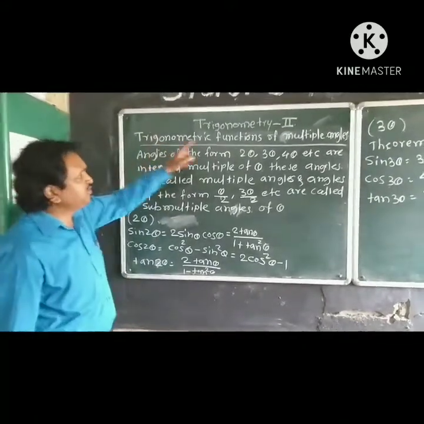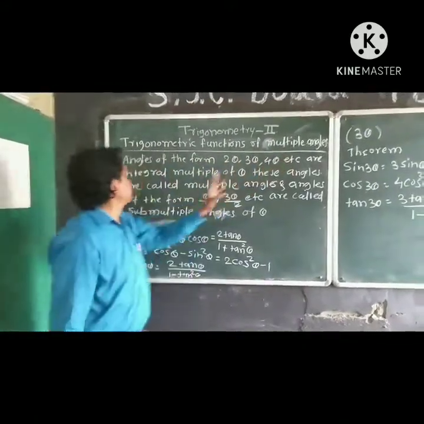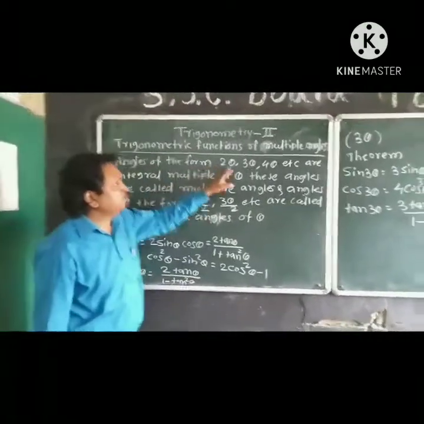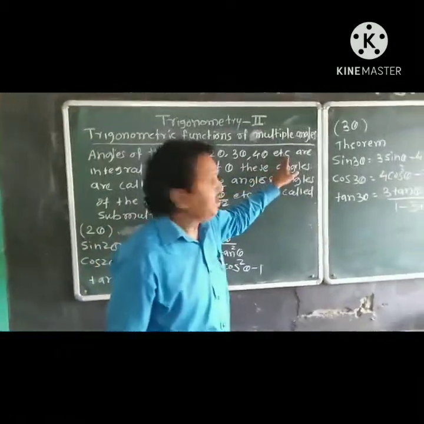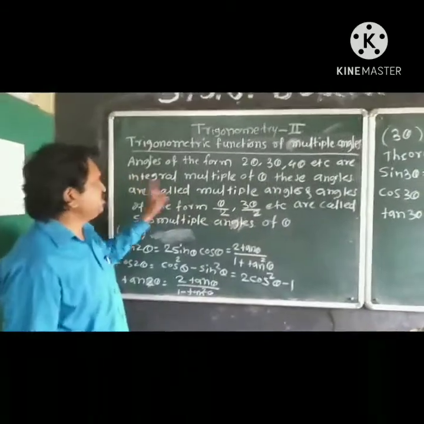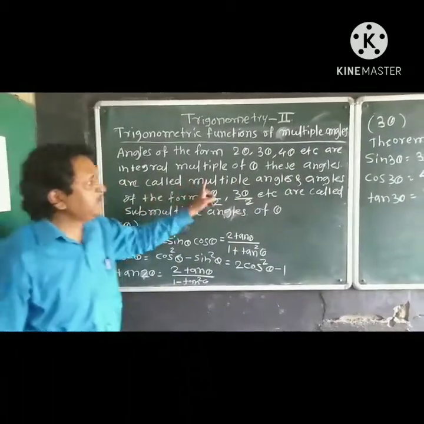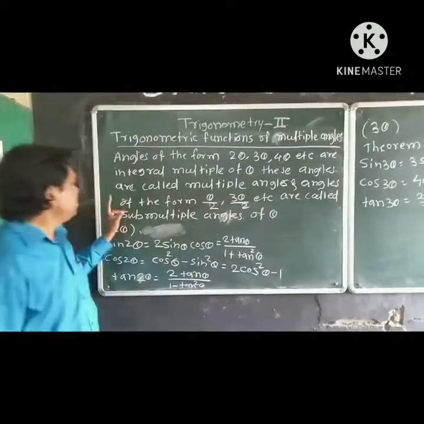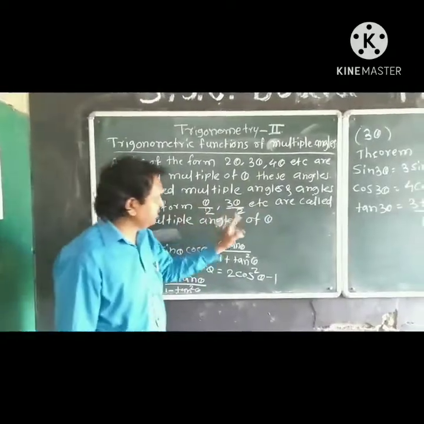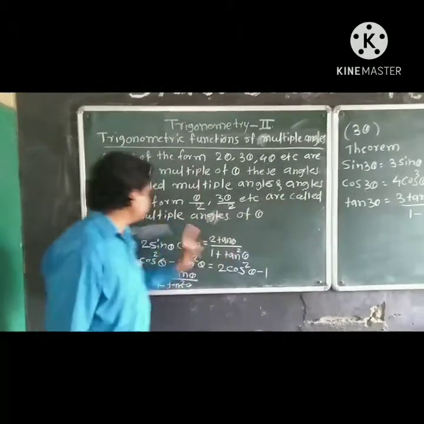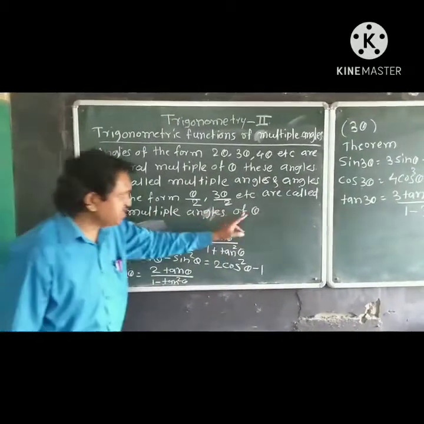Now, trigonometric functions of multiple angles. Angles of the form 2 theta, 3 theta, 4 theta, etc., which are integer multiples of theta, are called multiple angles, and angles of the form theta by 2, 3 theta by 2, etc., are called submultiple angles of theta.